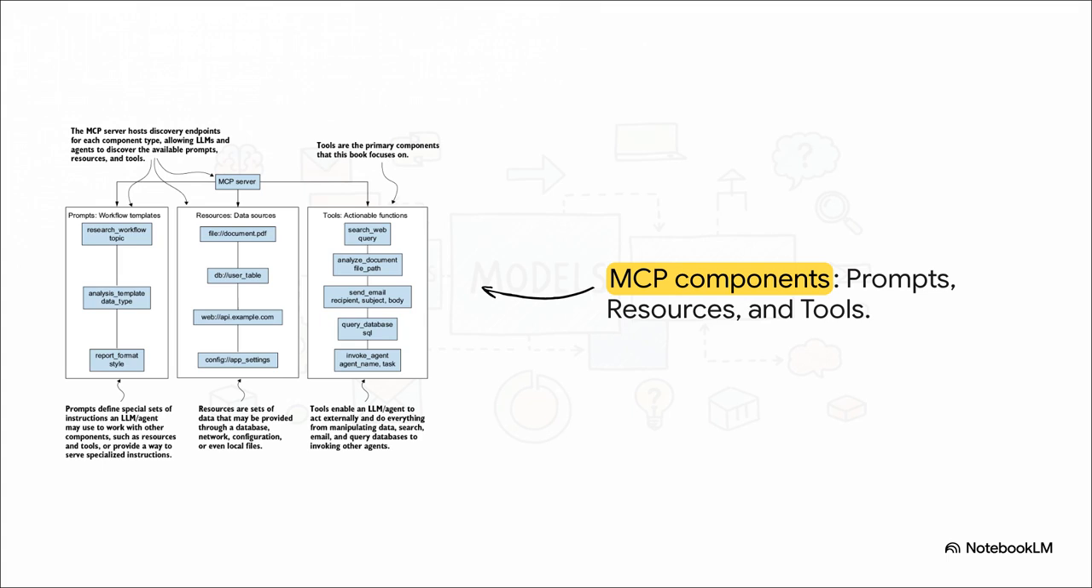Then we have resources. These represent data sources, so think of a PDF document, a specific user table in a database, or even local application settings. And lastly, we have prompts. These are predefined workflow templates that standardize exactly how agents interact with complex tasks.